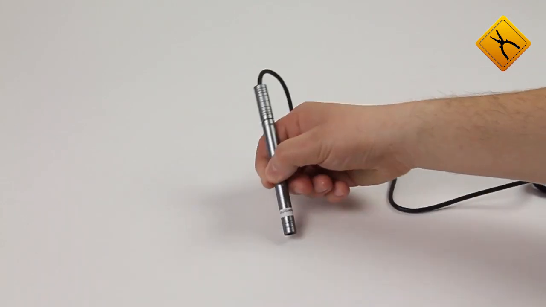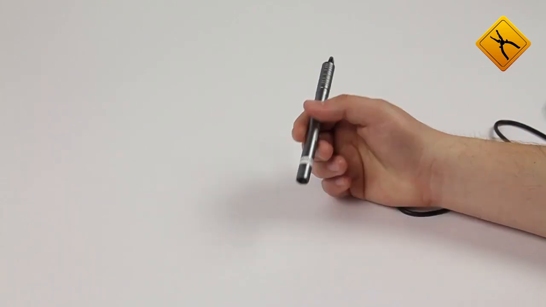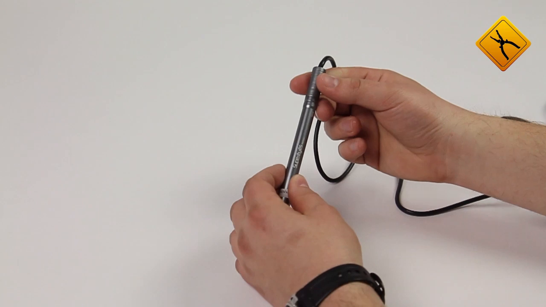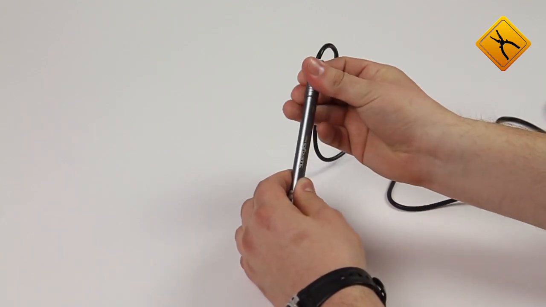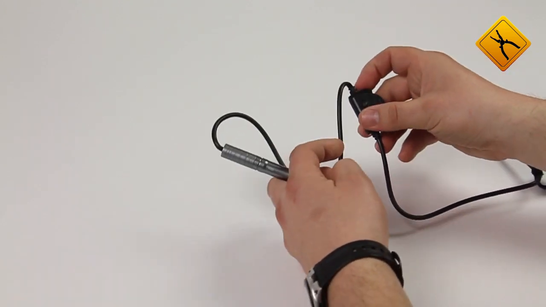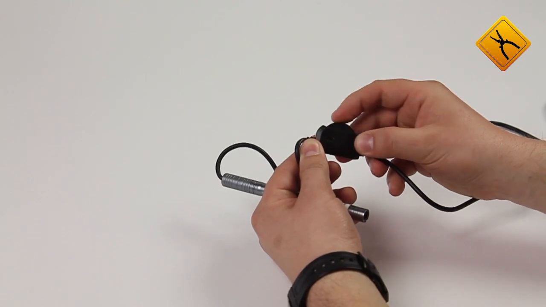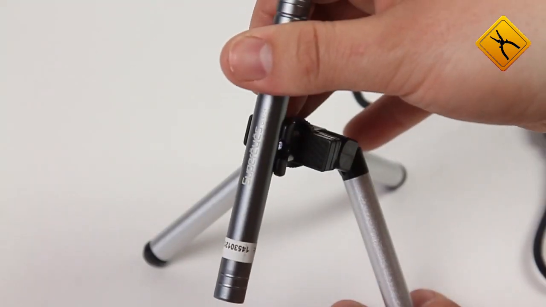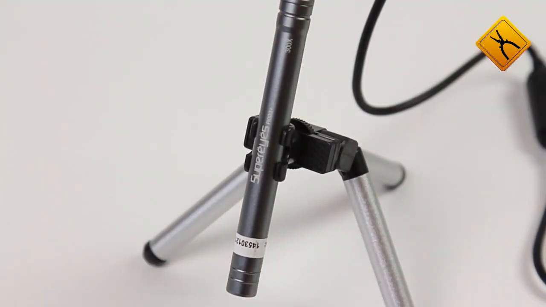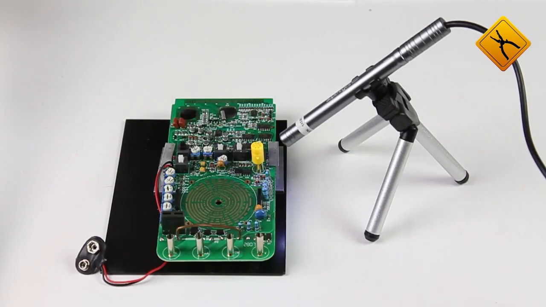Size-wise, the microscope can be compared to a regular pen. The device consists of an optical system with LED illumination and a multiplicity adjustment regulator. Recording and illumination adjustment buttons are located on the USB cable. The device can be quickly and easily fixed on the tripod. Operating distance can be changed by adjusting the tripod legs or changing the position of the microscope.